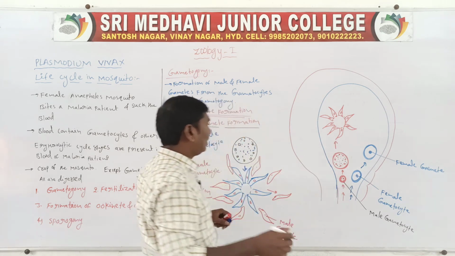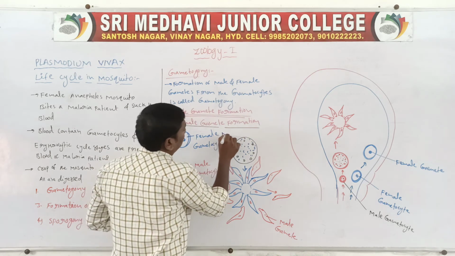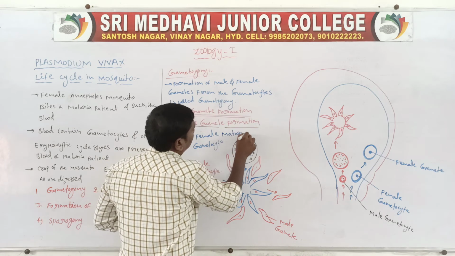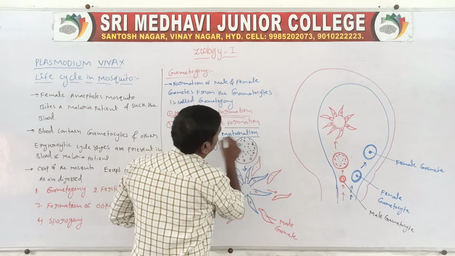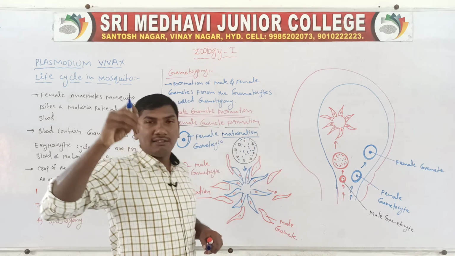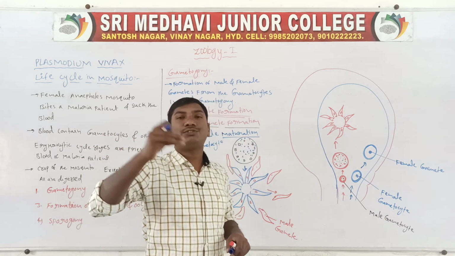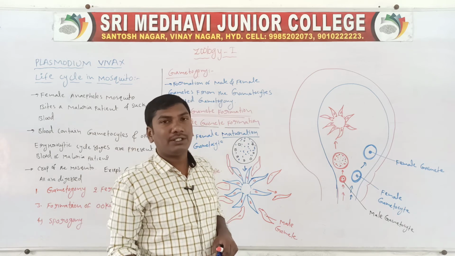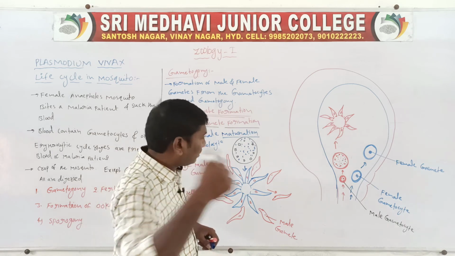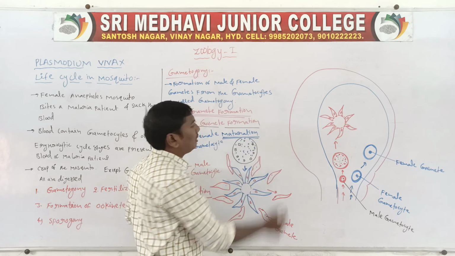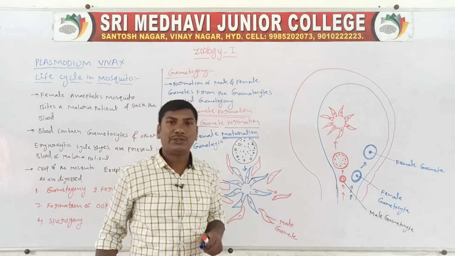This process is called maturation. Simply, the female gametocyte undergoes a few changes and transforms into the female gamete. This process is called maturation.